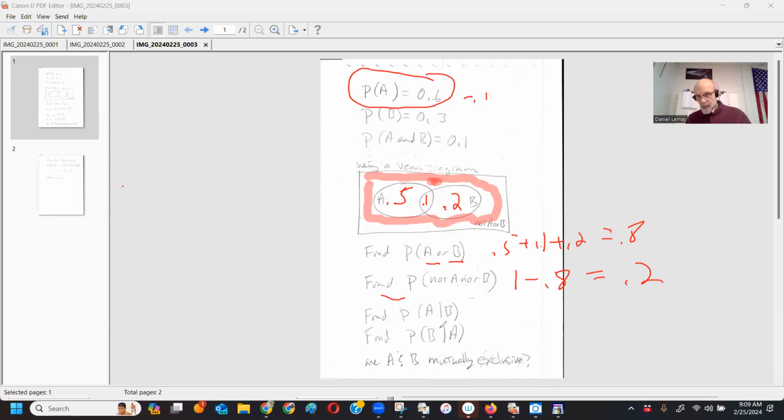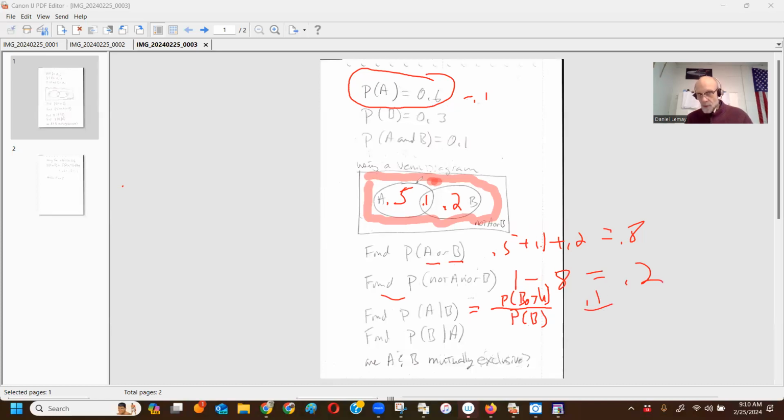Now, the next part, when you see that line, that's the conditional probability Dr. Stevens talks about. And the way you figure out a conditional probability is you're going to do the probability of both events happening, divided by the probability of the thing on the bottom, which in this case is going to be the probability of B. So the probability that both happen is 0.1.